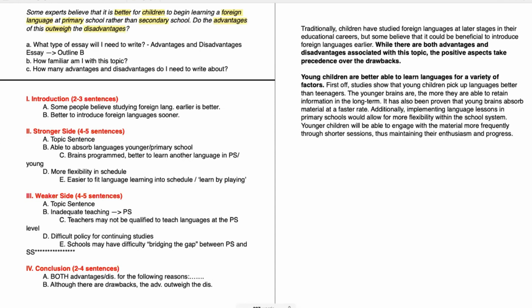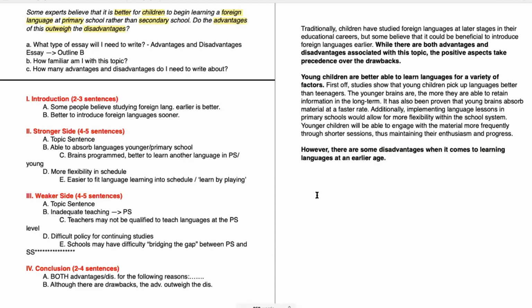Let's continue for the weaker side. And now, since I'm introducing something that is contrary to what I've written here, I'm going to start my topic sentence with "however." It introduces a contrasting point. So, however, there are some disadvantages when it comes to learning languages at an earlier age.